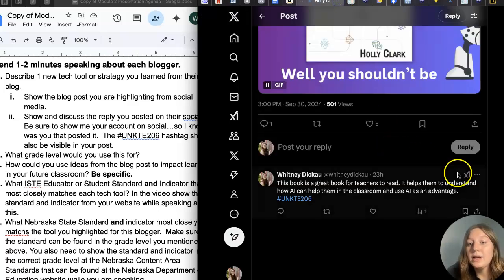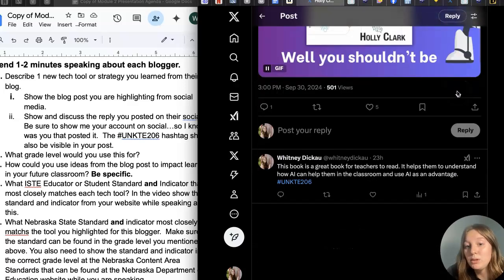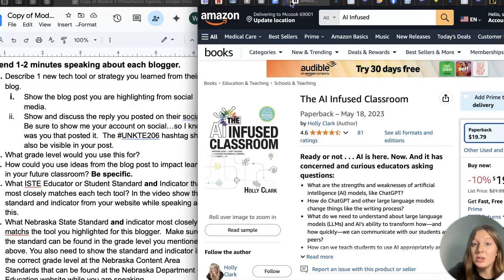Then I replied to her post saying, "This is a great book for teachers to read. It helps them to understand how AI can help them in the classroom and use AI as an advantage." So I most definitely think that if you're a teacher and you want to use more AI in your classroom, that this is a great tool to go ahead and use.